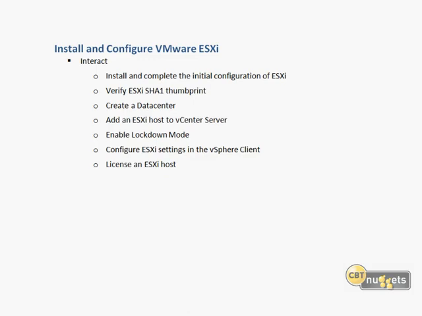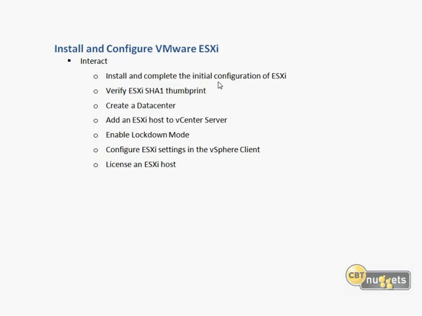Install and configure VMware ESXi. All right, so in that last nugget, we completed the installation of vCenter Server, and we've got the vSphere client up and running on our little environment here. But that really doesn't get us very far because ESXi is really kind of the workhorse of a VMware environment. Now in this nugget, what we're going to do is get ESXi up and running.